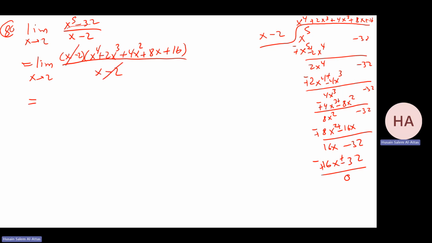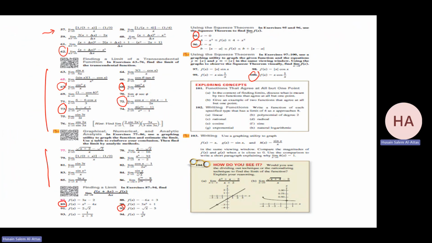Now just substitute. You are getting 2 to the power 4, which is 16, plus 16, 4 times 4, plus another 16, plus 16, plus 16. That is 16 times 5, which is 80. And this is the answer. The answer is 80. Good.